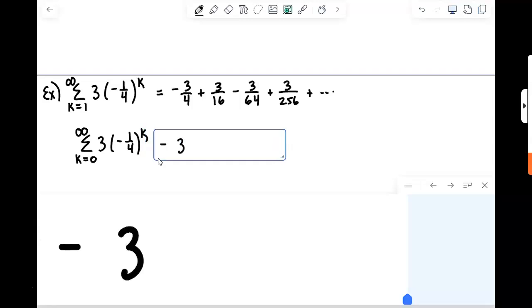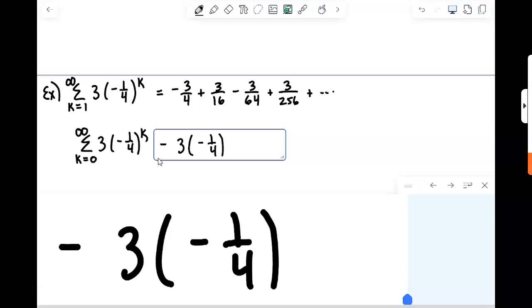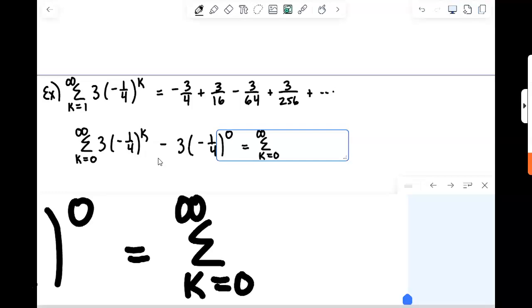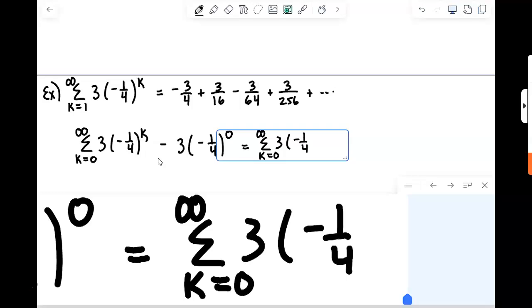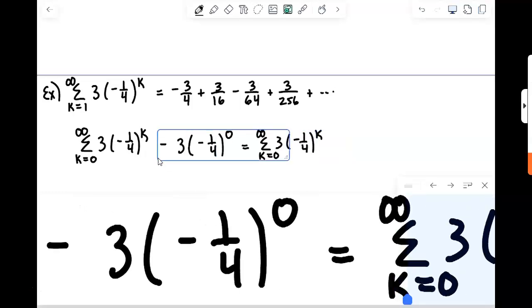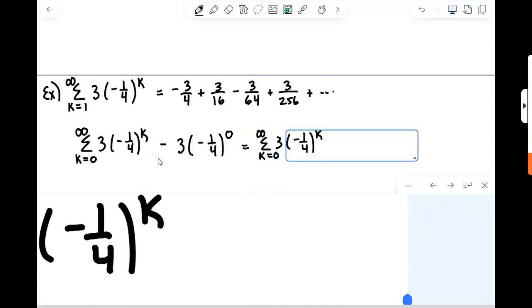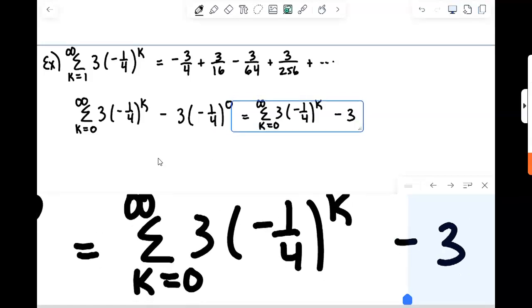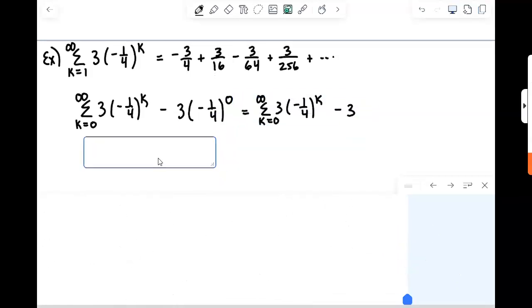That would be 3 times minus 1/4 to the 0. Okay? All right. Which would be that sum as k goes from 0 to infinity of 3 times minus 1/4 to the k. And then this would just be 3 times 1, be that stuff minus 3. So we just work this out as k goes from 0 to infinity. And then once we get the answer, we subtract 3 from it. So we can just use our formula, a over 1 minus r.